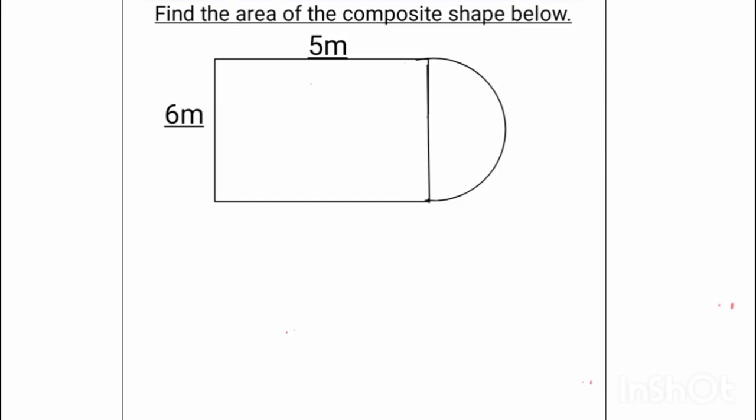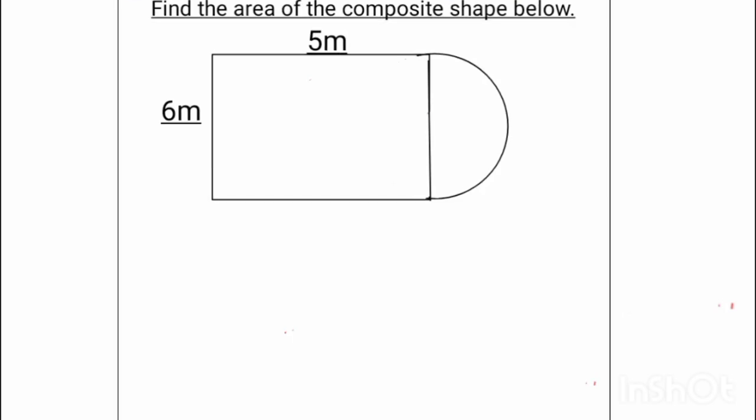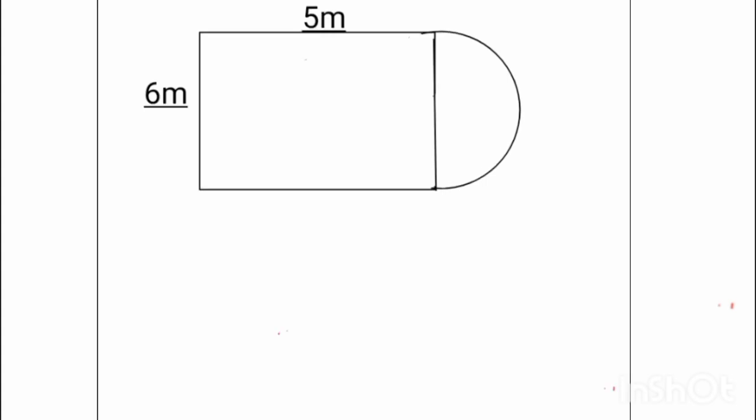Guys, another video, and the question above here says find the area of the composite shape below. Now this is a composite shape because it is made up of two shapes combined. We can see here that there's a rectangular portion, and we can also see that there's a semicircular portion here, and these two shapes combine to make this one composite shape, and these are also called compound shapes. A compound or composite shape is made up of two or more shapes combined.